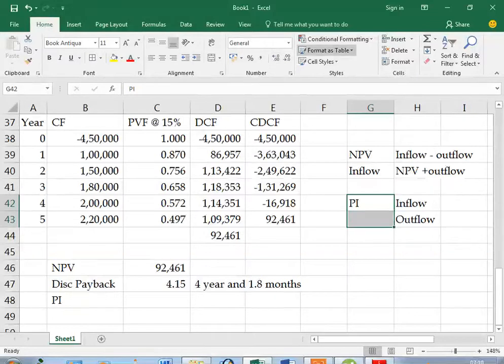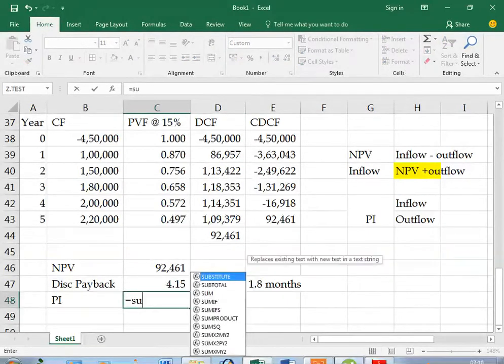Its other name is benefit cost ratio, benefits by cost, and benefit is inflow. So inflow is nothing but NPV plus outflow. In short form, my formula is NPV plus outflow divided by outflow, or add all inflow and divide by outflow. Both are going to give you the same answer.